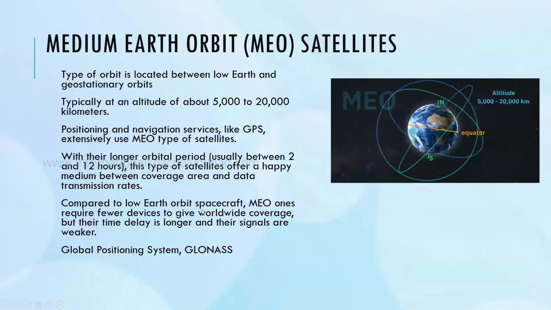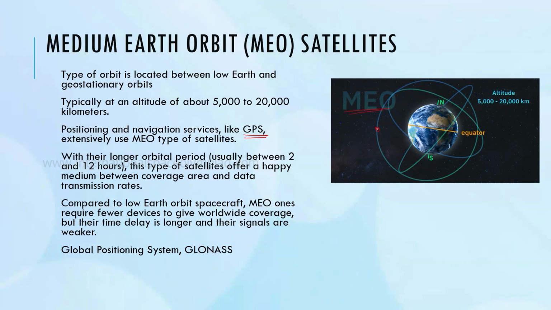Okay, now let's go to medium Earth orbit satellites. That is called the MEO, or medium Earth orbit. It is an in-between. The height from Earth is something like 5,000 to 20,000 kilometers above. Those are called medium Earth orbit, and usually the navigation satellites like GPS are orbiting in medium Earth orbits.